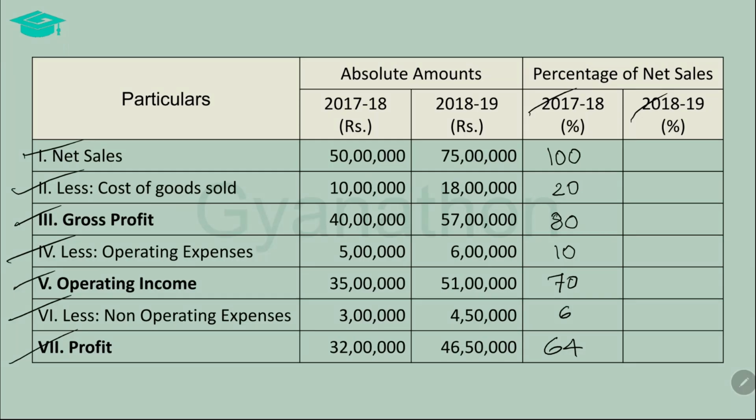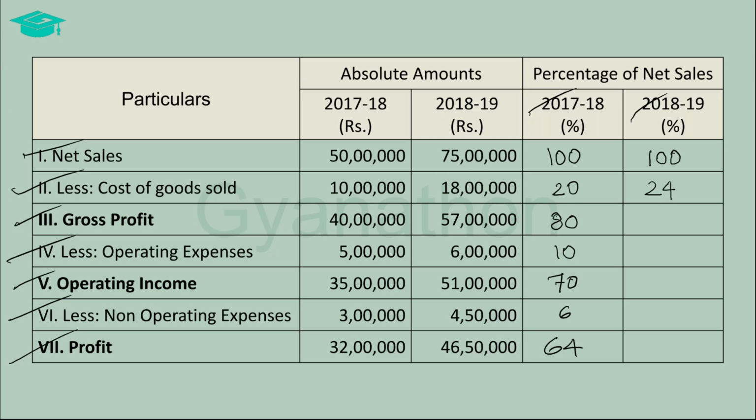For this year, the percentage calculation for the net sales is 75 lakhs divided by 75 lakhs multiplied by 100, that is 100%. Going ahead, in respect of cost of goods sold, the percentage is 18 lakhs divided by 75 lakhs, which is the common base, that is net sales, multiplied by 100, that is 24%. So, it means that cost of goods sold is 24% of the net sales for the year 2018-19.